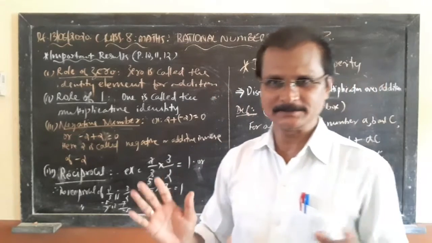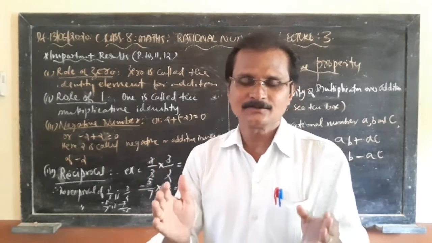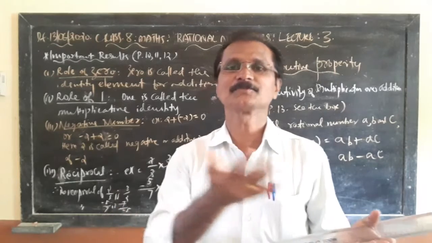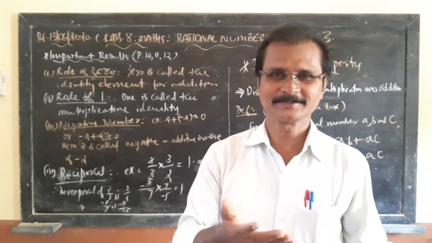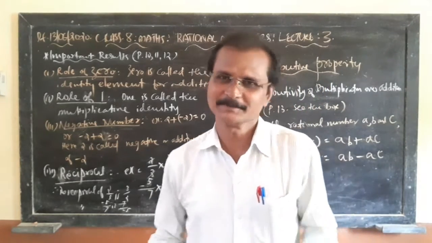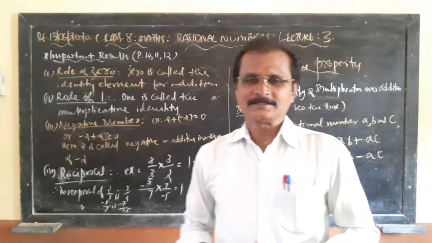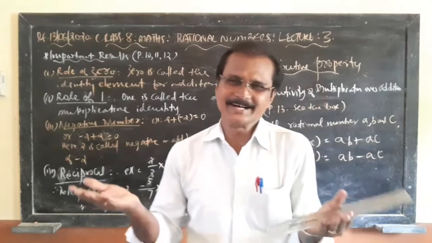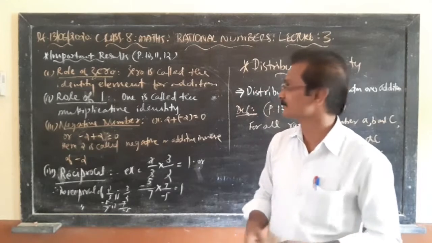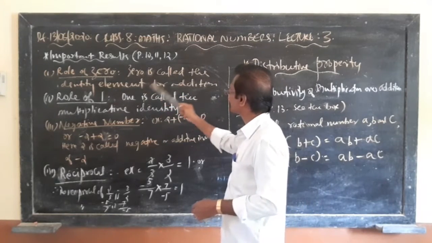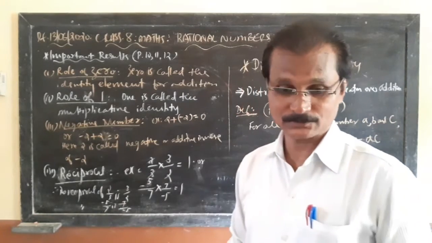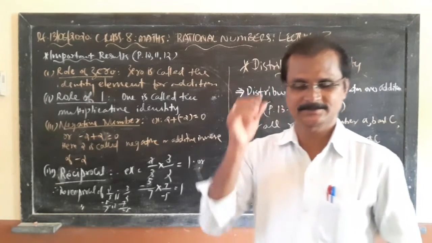The identity element means when you add 0 to a particular number, the answer will be the same. 2 plus 0 is 2. 3 plus 0 is 3. I am giving 0 chocolate, that means nothing. When you add 0 to any number, you will get the same number. So the role of 0 is called the identity element for addition, or neutral element.